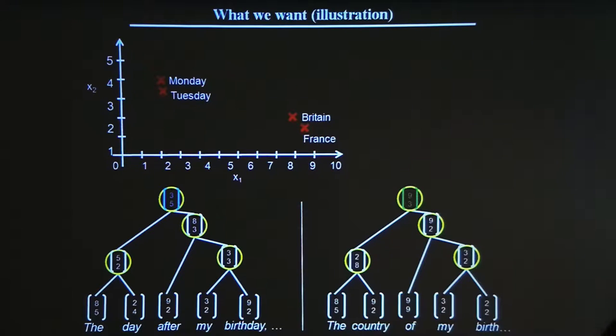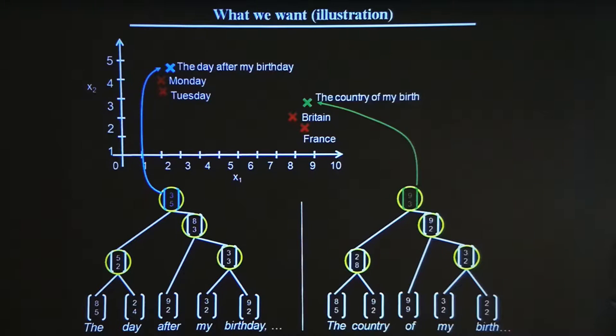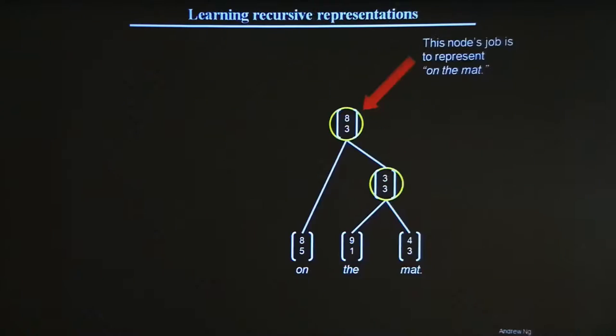I'm not saying we can do this, but this is what we'd like to do, which is to be able to take in the phrase like "the day after my birthday" and compute a feature representation, say 3.5, so that when you plot that feature representation, it somehow realizes that the day after my birthday is something similar to Monday and Tuesday. Whereas something like "the country of my birth" would ideally have a feature vector that is close to Britain and France, because that's a similar sort of thing. Okay, so this is what we'd like an algorithm to do.